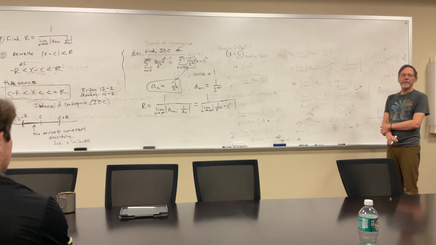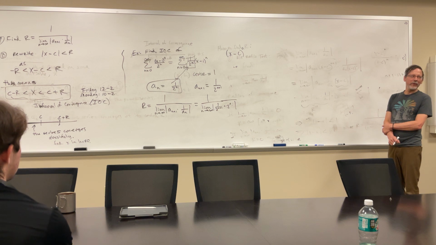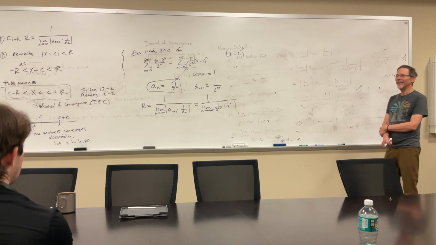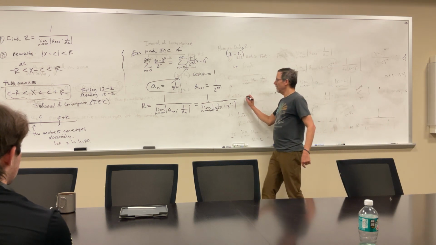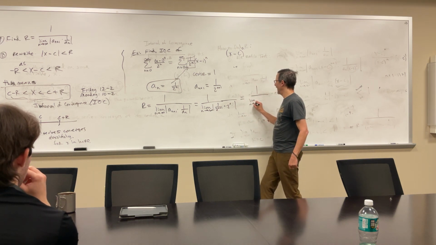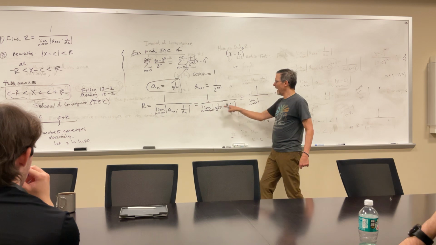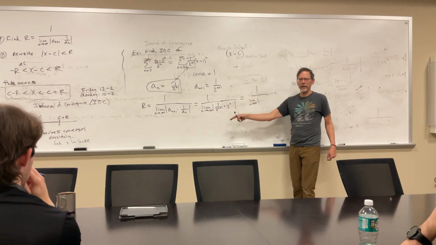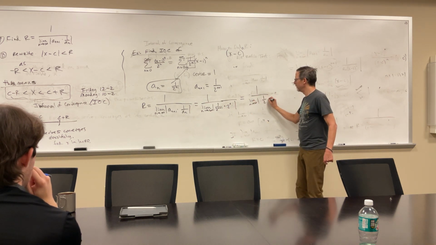What is that limit? Do the canceling first. No. Let's slow down. Let's do the canceling together. What's left after I do the canceling here? So 1 over 2? 1 over 2.